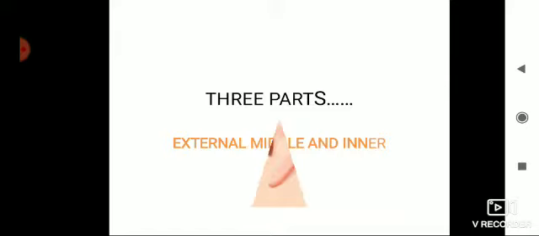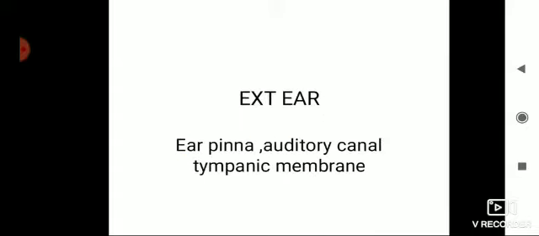Ear has been divided into three parts: external ear, middle ear and inner ear. External ear contains ear pinna, auditory canal and tympanic membrane. When you write the answer, you have to remember the parts of the external ear, middle ear and internal ear. External ear consists of the ear pinna, auditory canal and tympanic membrane.